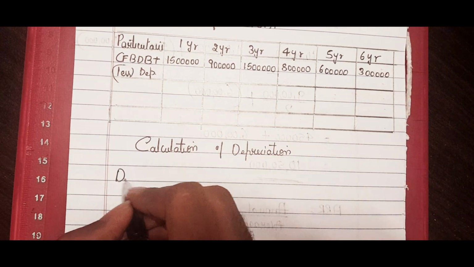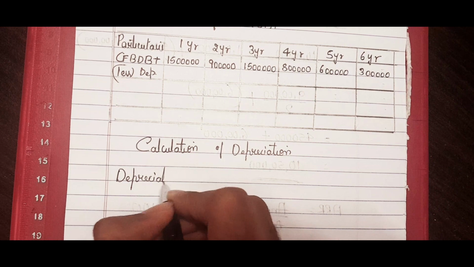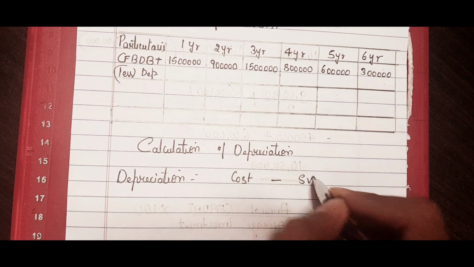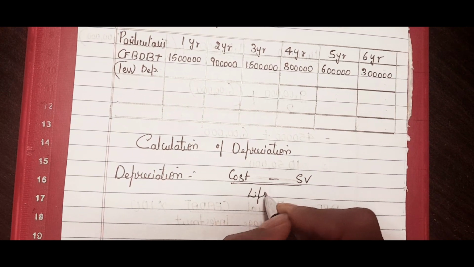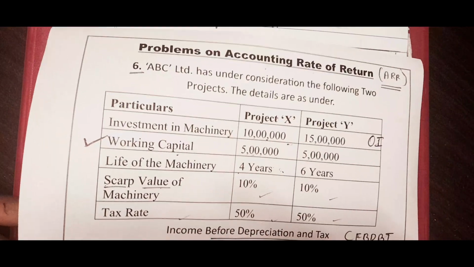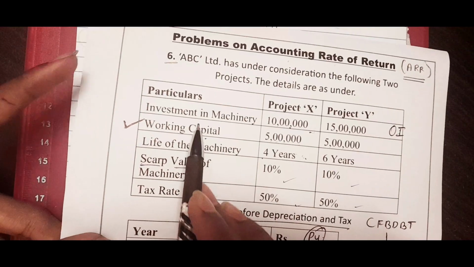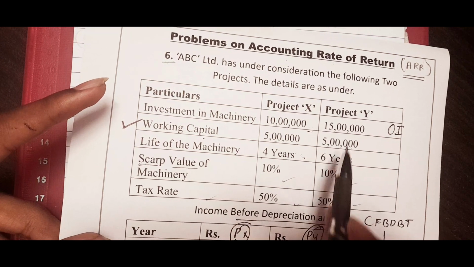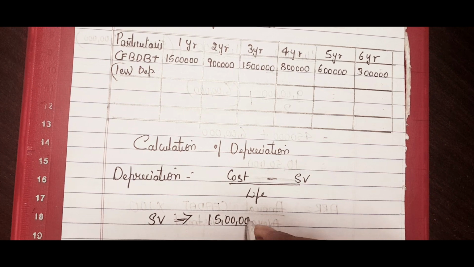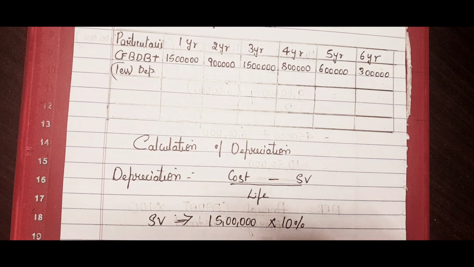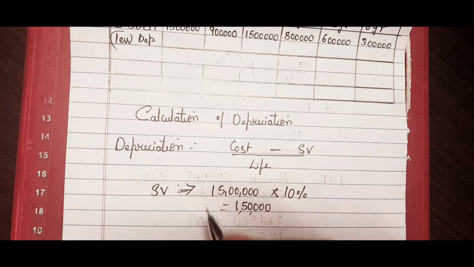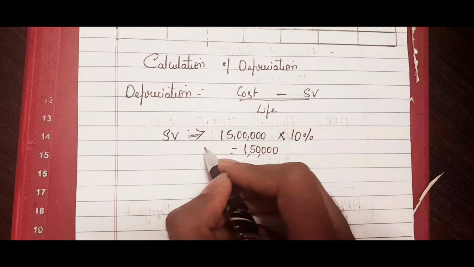So depreciation, here they have not given us percentage, so the formula will be depreciation is equal to cost minus scrap value divided by life of the asset. First let us find out the scrap value. They have told that scrap value is 10% on the value of machinery. So value of machinery is 15 lakh. On this 15 lakh, we need to charge 10% of scrap value. That will be 1 lakh 50,000. So the scrap value will be 1 lakh 50,000.